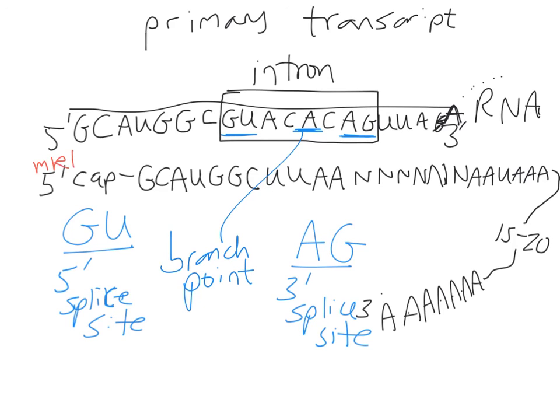So now we have a messenger RNA. Cap, GCA, UGG, CUU, etc. Quick, translate it. If this is eukaryotic, what's the first codon in this transcript? Methionine, AUG. So like the ribosome, you read from left to right until you hit the first AUG. That's methionine.